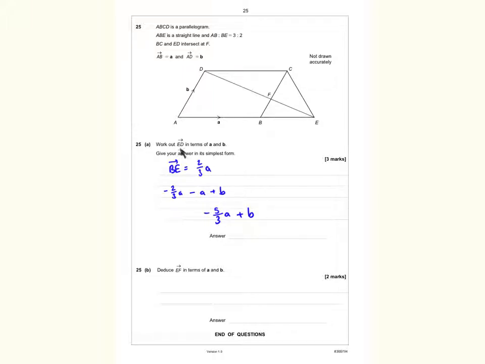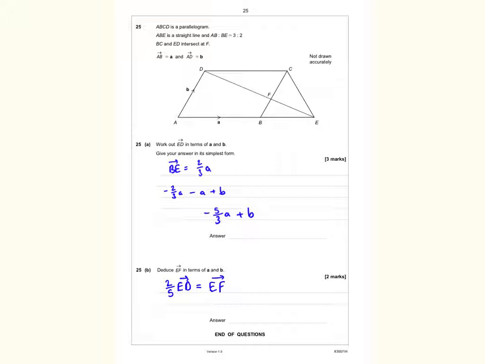So we've already worked out what ED is, and we want to find what EF is. Now, if I take ED and divide it by 5 and times it by 2, that will give me what EF is. So divide by 5 times by 2, that is 2/5 of ED. So if I find 2/5 of ED, that is my first mark. Okay, so if I know that that gives me EF, that's my first mark.